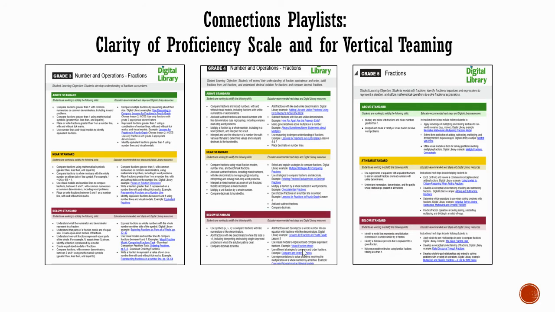Smarter Balanced also provides us with an amazing resource called the Connections Playlists. These are meant to go with the Smarter Balanced interim assessment blocks, or IABs, but even if you are not using IABs, the playlist provides a one-page summary of the target and proficiency scale to provide guidance in not only identifying students who are below, at or near, or above, but also to inform next steps for effective Tier 1 differentiated instruction or for targeted Tier 2 and 3 additional supports. The Connections playlist can also provide a springboard for collaborative vertical teaming.